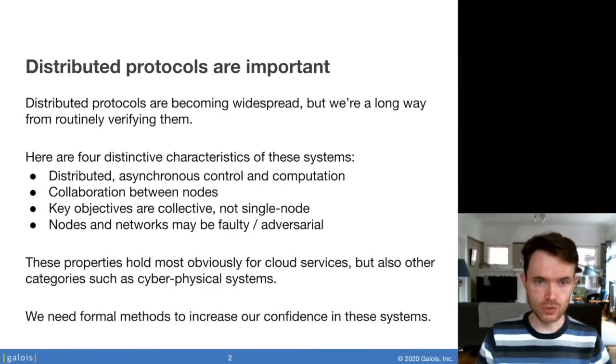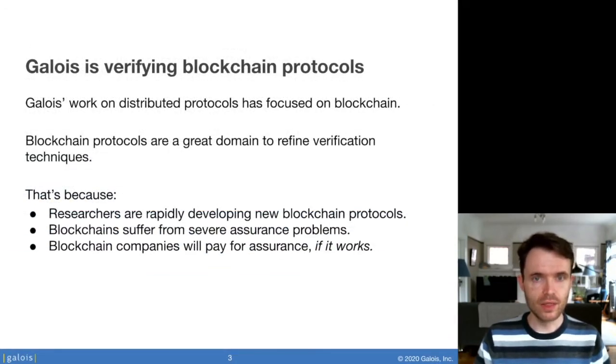Unfortunately, history shows that people consistently fail to get distributed protocol designs right. Perhaps only cryptographic systems are more consistently vulnerable to design errors. That suggests, just like cryptographic systems, we need formal methods tools for distributed protocols. At Galois, the work we've been doing has focused on blockchain protocols. Blockchains are a great place to start solving problems in distributed systems verification, even if your objective is to verify cloud systems, cyber-physical systems, or something else.